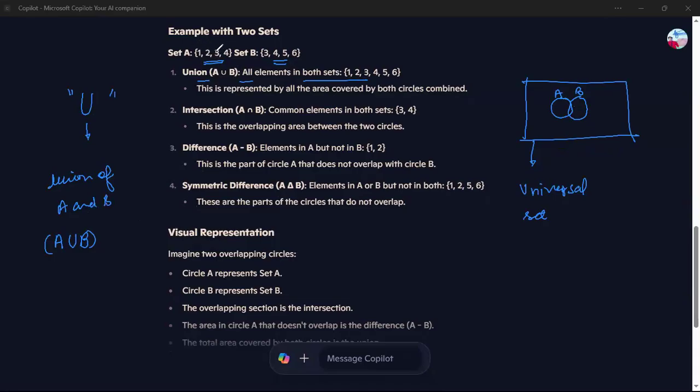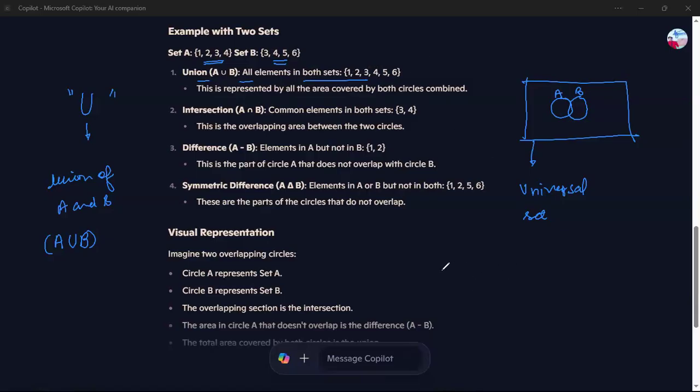So if we take the union of set A, 1, 2, 3, 4, and set B, we will include 1, 2, 3, 4, and also the elements which are left in set B. 3, 4 are already included, so there is no use repeating them again. So we take 5 and 6 into the union set. So our union set will become 1, 2, 3, 4, 5, 6. Is that clear, everyone? Any doubts? No doubt, sir.